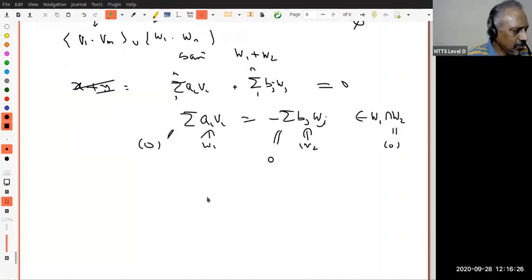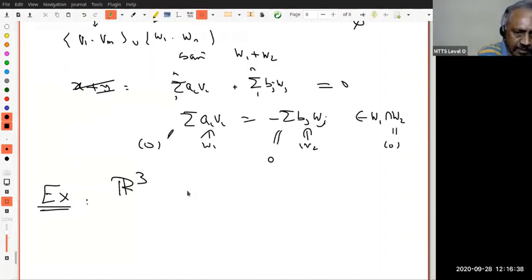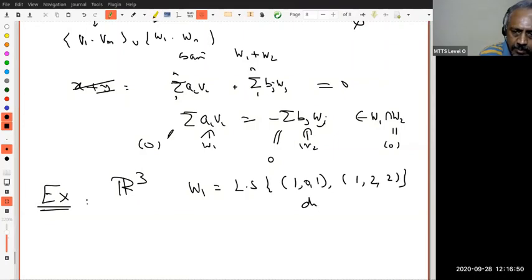There is one more exercise which I just give as an exercise, which I worked out, but it will be a little too boring to write all those things here. A lot of computation. So let W1 be the linear span of these two vectors (1, 0, 1) and (1, 2, 2). Notice the dimension of W1 equals 2. Why? Neither can be a scalar multiple of the other.